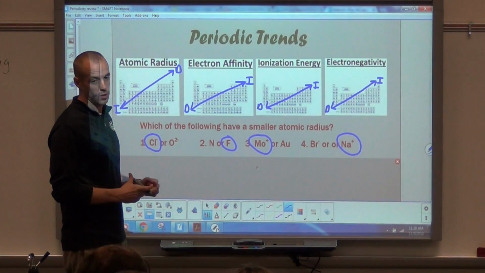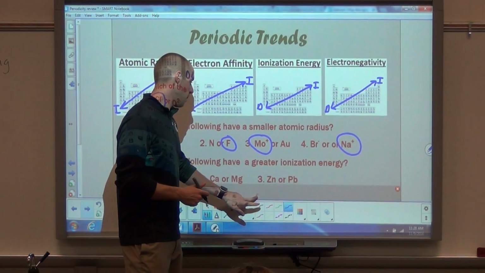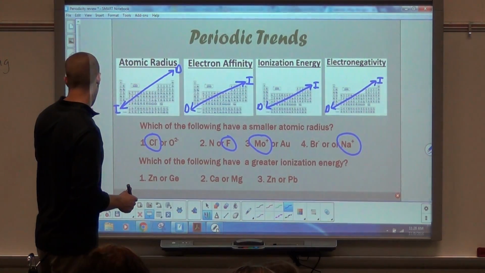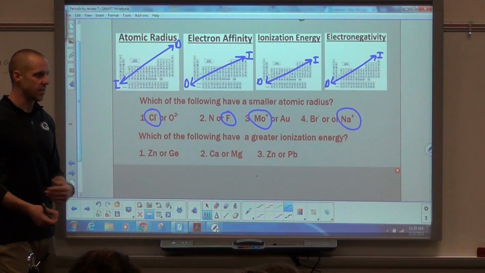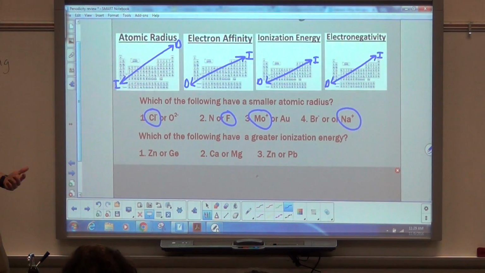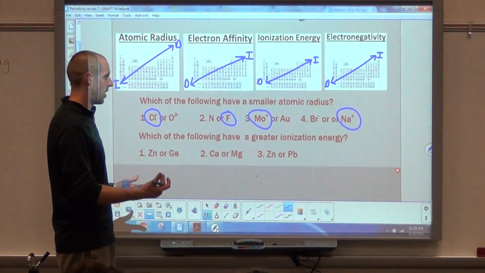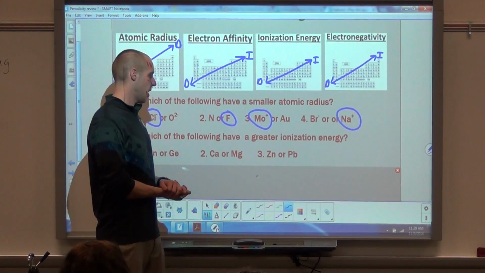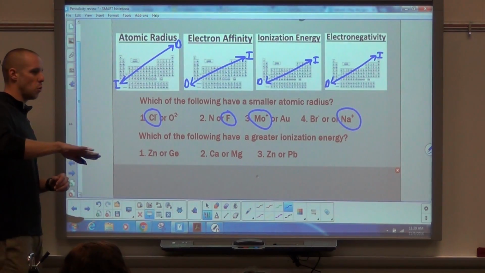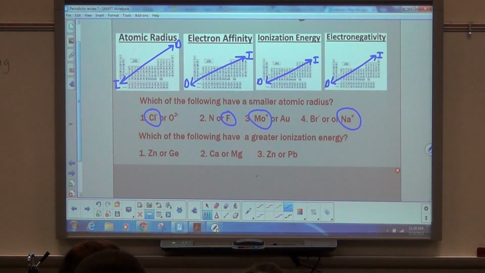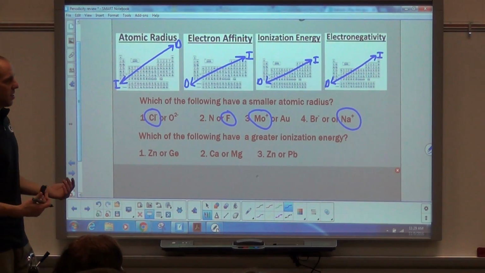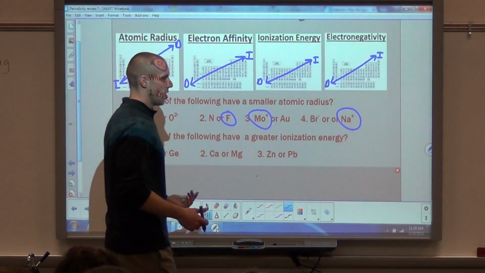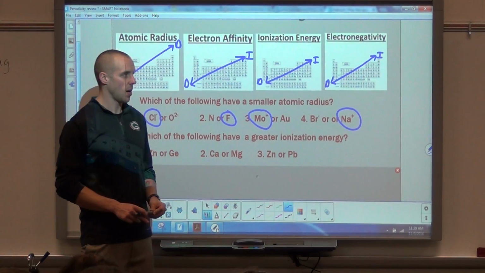Good? Awesome. Next one. Now we're working with the other trends. It says, which of the following have a greater ionization energy? Like I said, all we need to know is the one trend. Everything else trends up and to the right as getting bigger, right? So we're increasing ionization energy as we move this way on the periodic table. For the first one, we're looking at zinc or germanium. Zinc is 30, germanium is 32, for those of you that are looking at the periodic table right now.